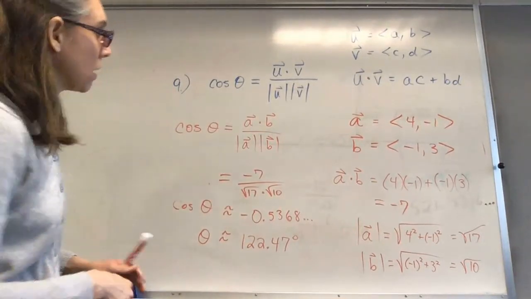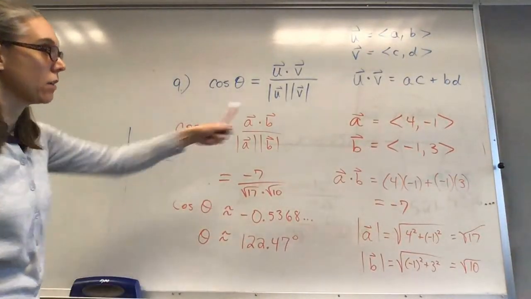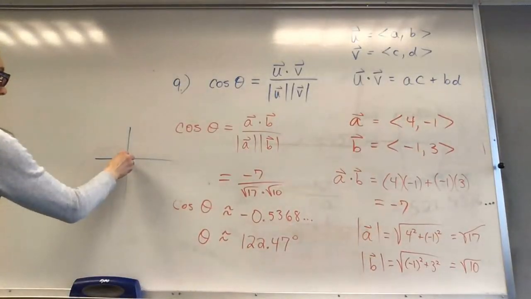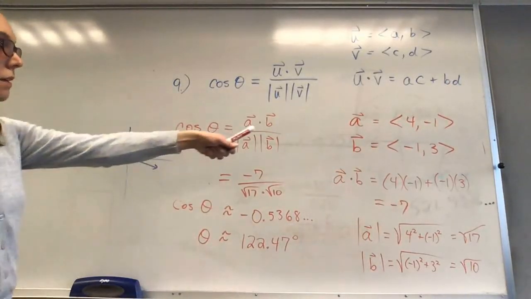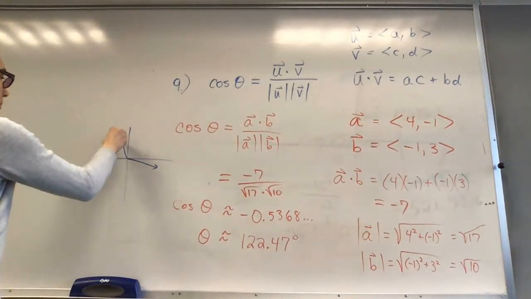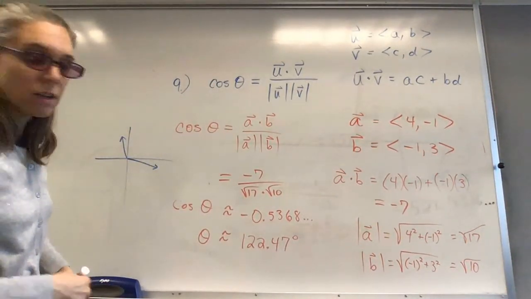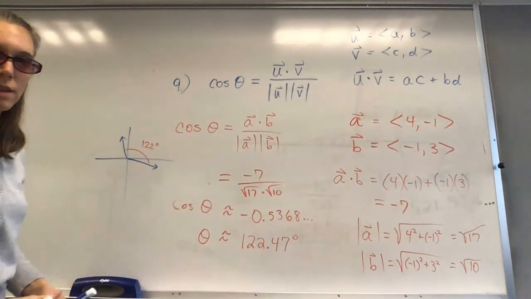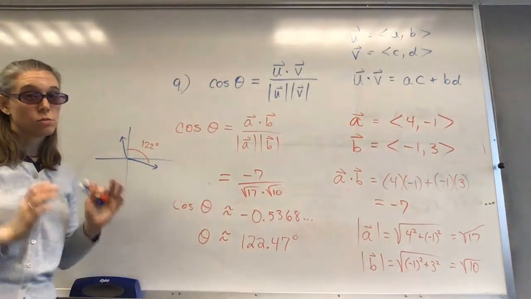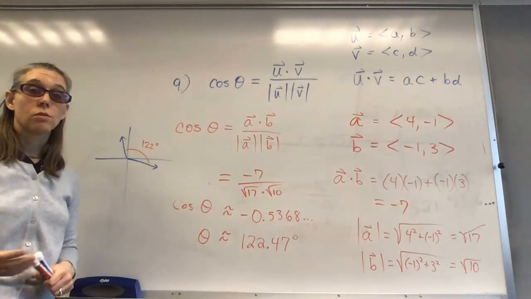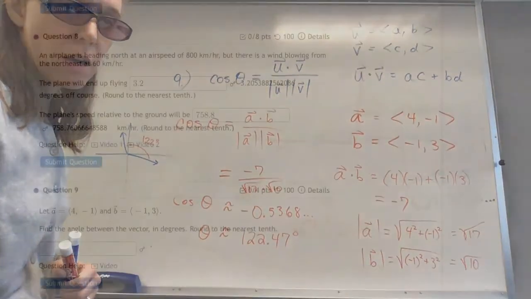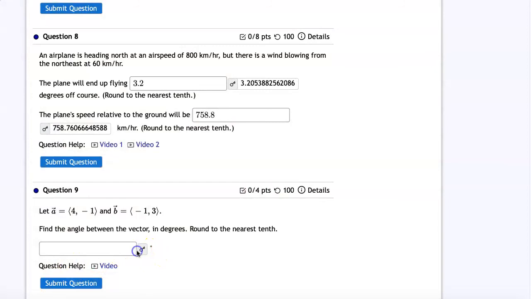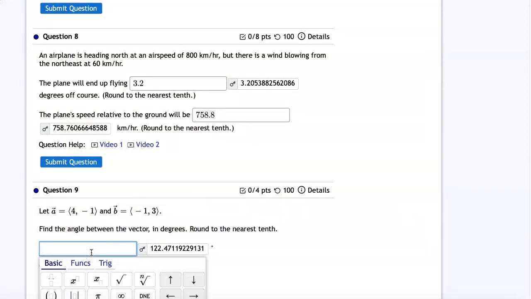Look at A and B. A is 4, -1, and B is -1, 3. Does it look like the angle between these two vectors is 122 degrees? Yes, that's reasonable. So make sure your answer is reasonable given where you know your vectors actually are. So now if we hop over to my open math, to the nearest tenth, we're going to have 122.5 as the answer. And that's it.